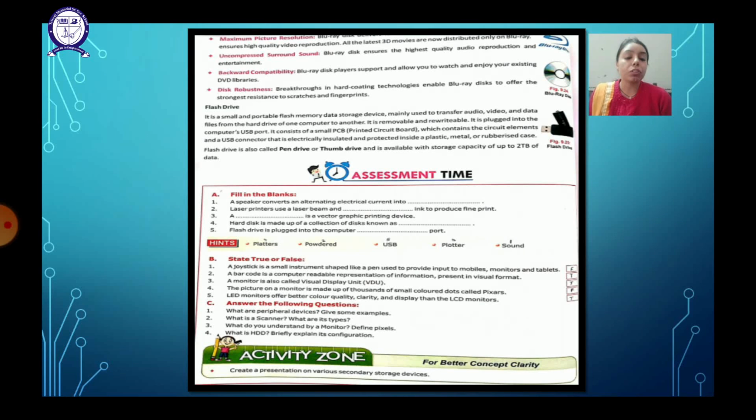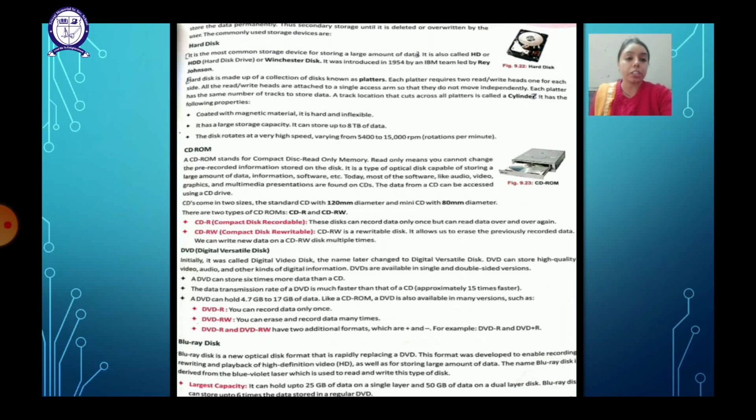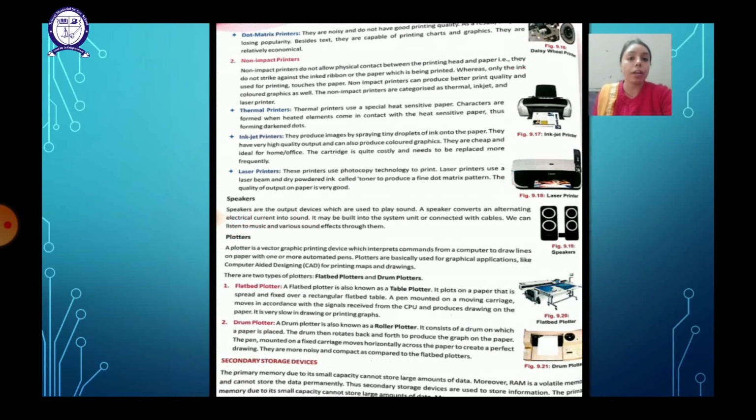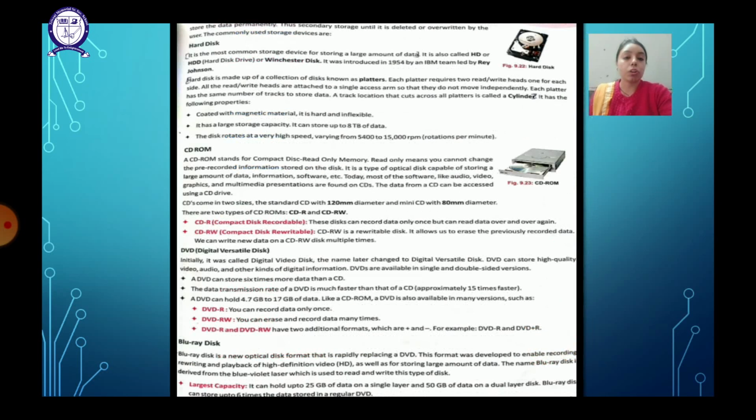Okay. Then fourth is, what is HDD? HDD is hard disk drive. Briefly explain its configuration. What is the meaning of configuration? How it is being set up. So what is the structure that you need to write from this paragraph? This paragraph from here till this cylinder. So this is the structure of the hard disk, which is made up of small disks known as platters, and each platter has heads which are attached to a single arm, and that track location it cuts across platters is known as cylinder. So you need to write this.